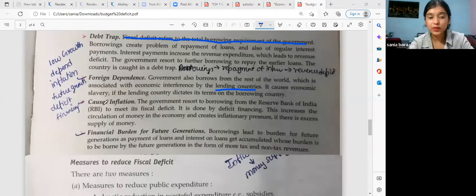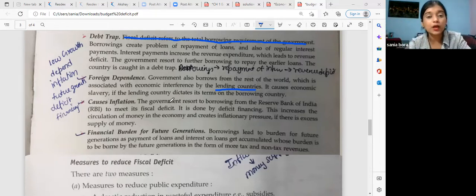Okay. Now, the next one is cause of inflation. Inflation, you already know. Inflation means the prices are high. The government resorts to borrowing from the Reserve Bank of India to meet its fiscal deficit. See, first there are three places from where the government will be taking money. First, they'll be asking the RBI. You know what is RBI? The head. Second, they'll be taking it from people, like putting on tax and all that. And third, they will be going to the rest of the world.